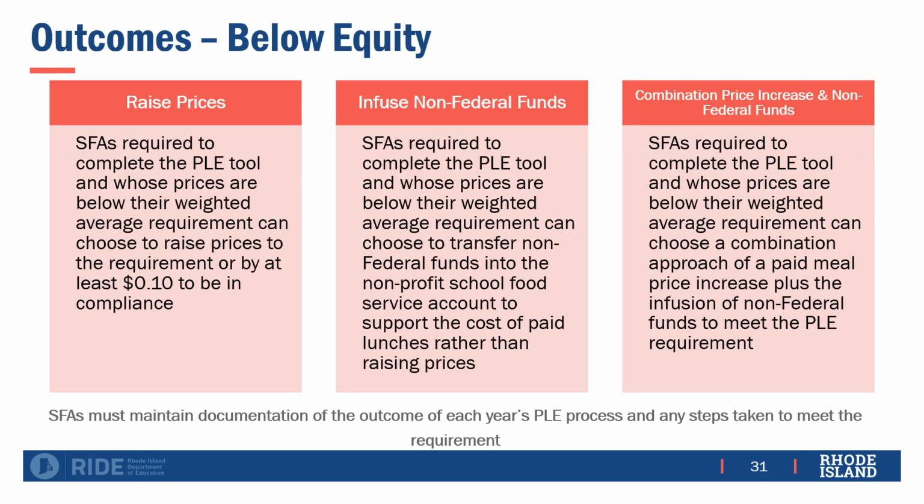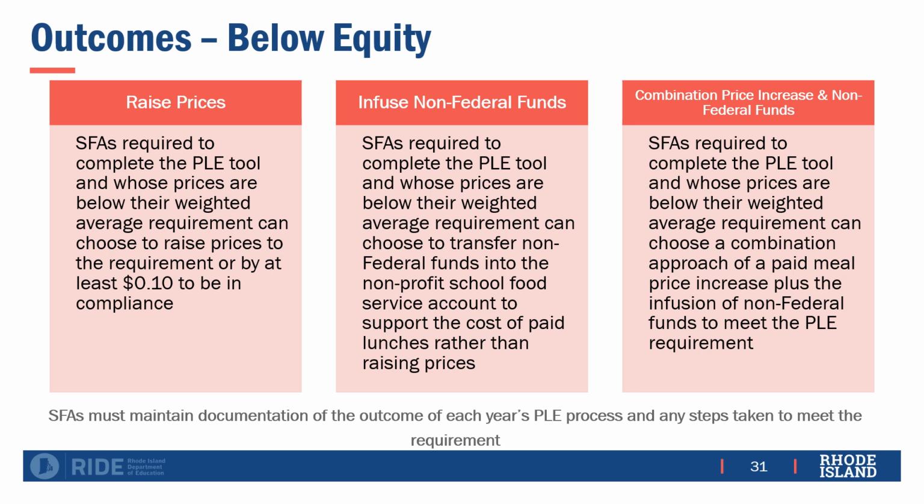For SFAs that are required to engage with a paid lunch equity tool and through the use of that tool determine that current meal prices are below the SFA's weighted average requirement price, additional action is required. SFAs with paid meal prices below the PLE requirement can support paid lunch equity by either raising prices, infusing non-federal funds into the nonprofit school food service account, or a combination of these two actions.